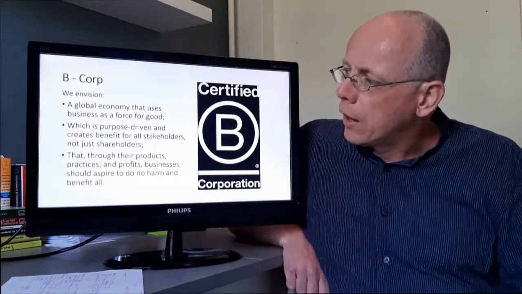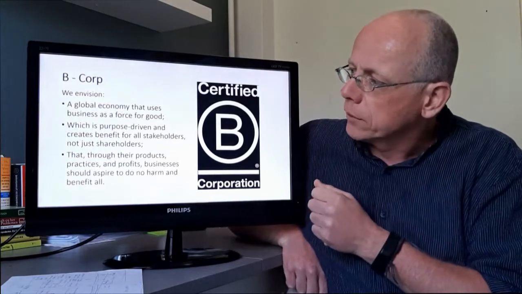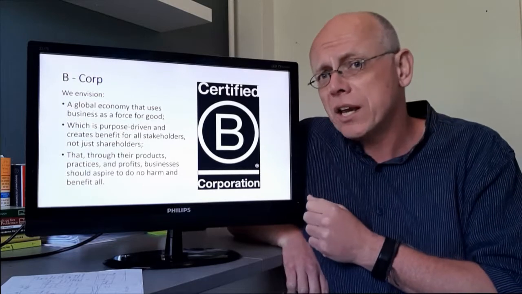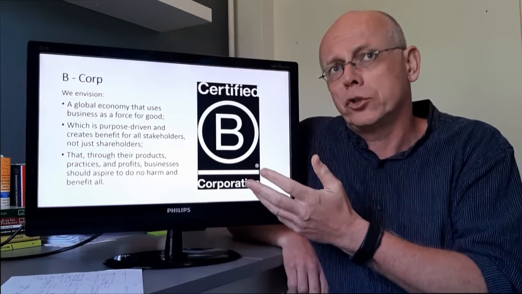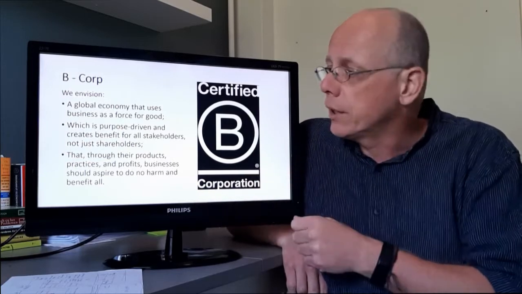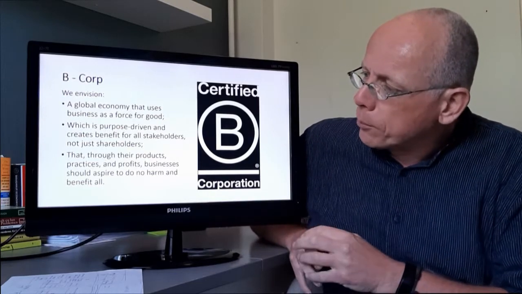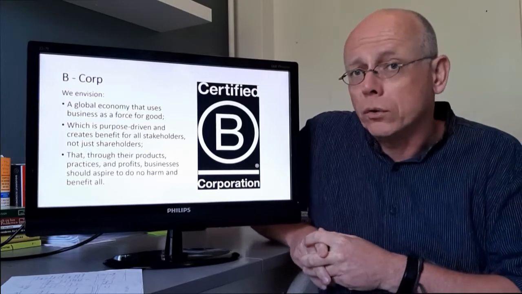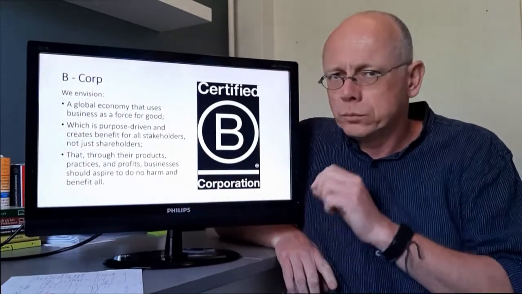Now, next bullet point is a B Corp is a purpose-driven company and creates benefit for all its stakeholders. So not just the shareholders. All right, so it really looks into who are all my stakeholders, and you try to do good. Not try, you do. You do good for all these stakeholders. Final bullet point I want to briefly bring across is that through their products, practices, and profits, businesses should aspire to do no harm and benefit all. So that's another big thing, not doing any harm. And that's always tricky, of course, because if you do good on one hand, you might be doing harm on the other. But we'll look into that.